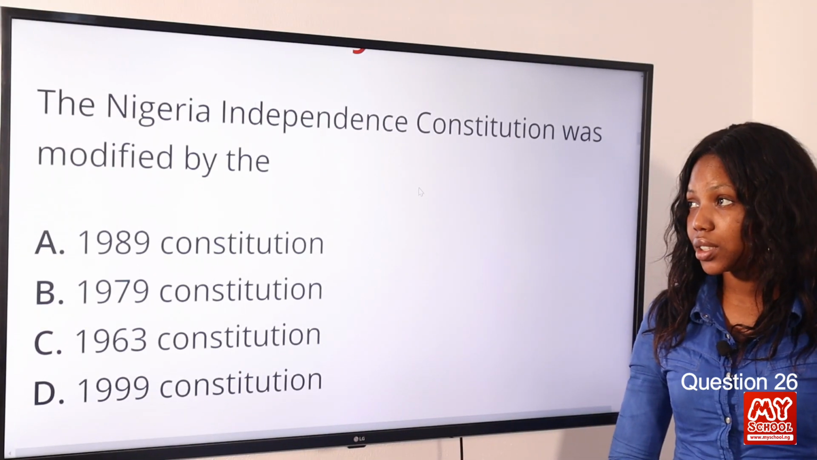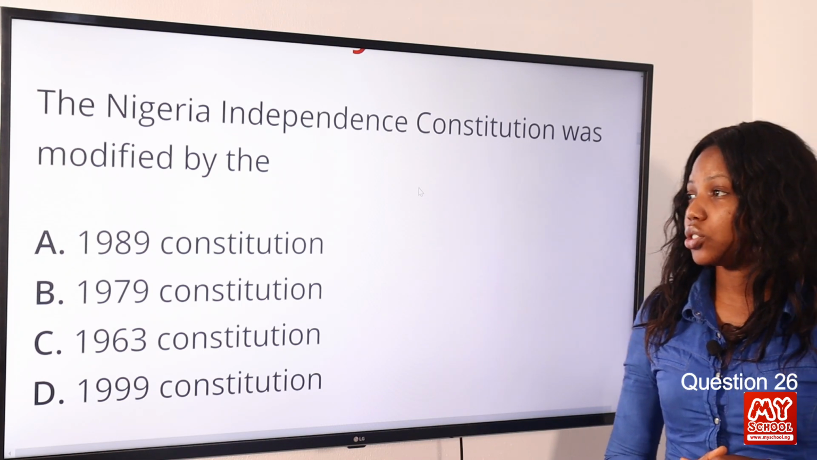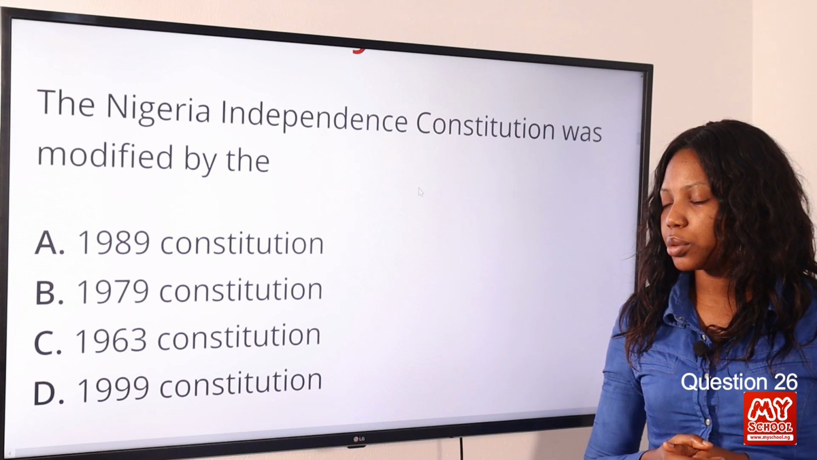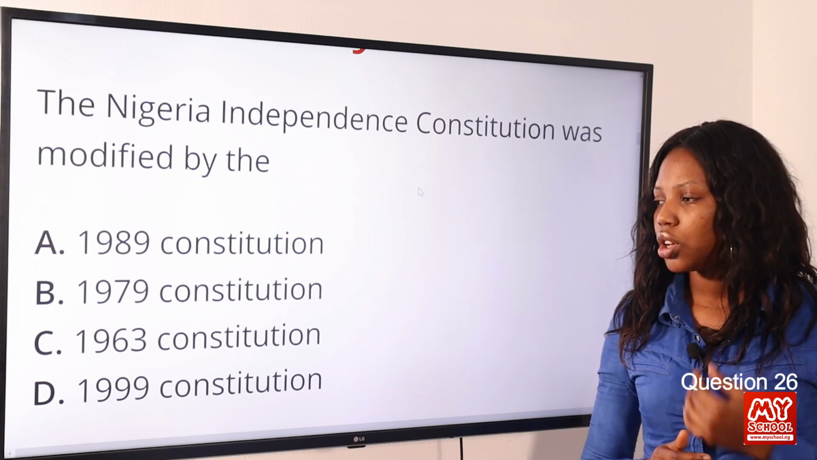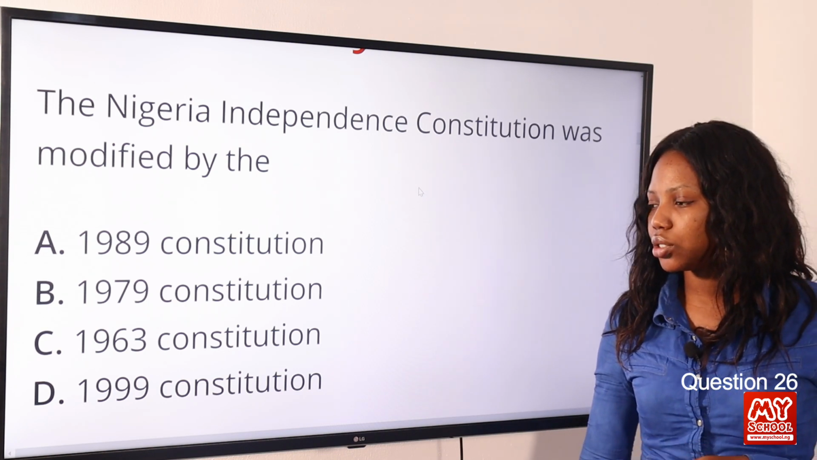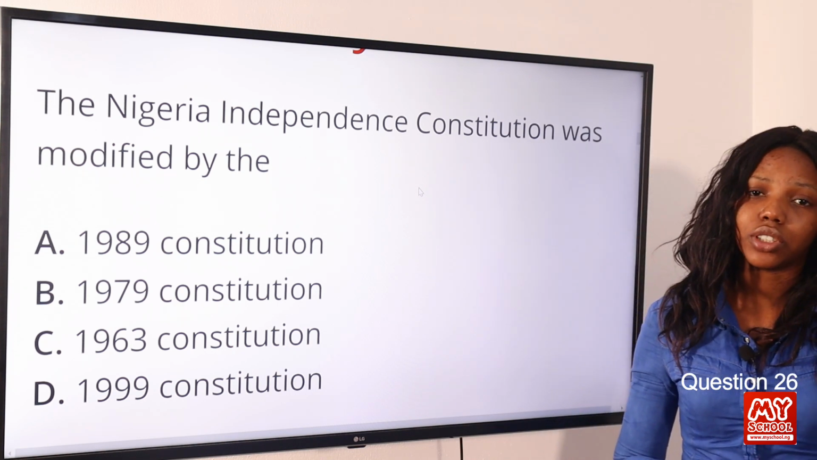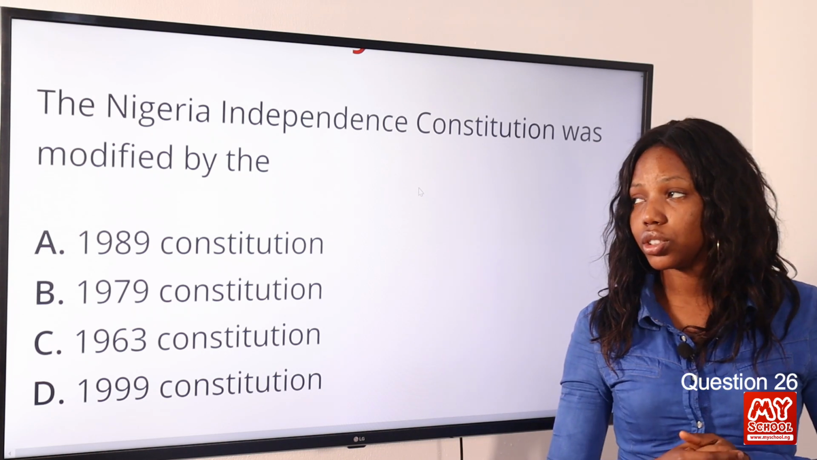Question 26. The Nigerian Independence Constitution was modified by the: option A, 1989 Constitution; option B, 1979 Constitution; option C, 1963 Constitution; option D, 1999 Constitution. The answer to this question is the 1963 Constitution.